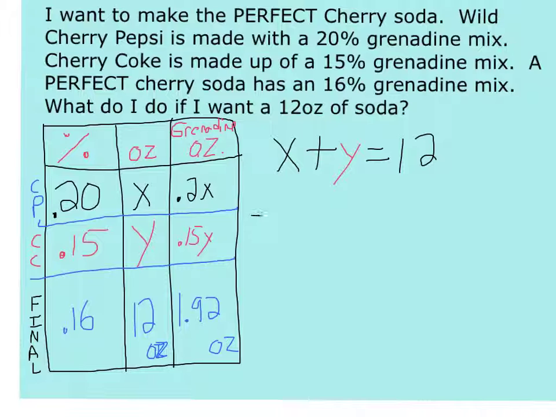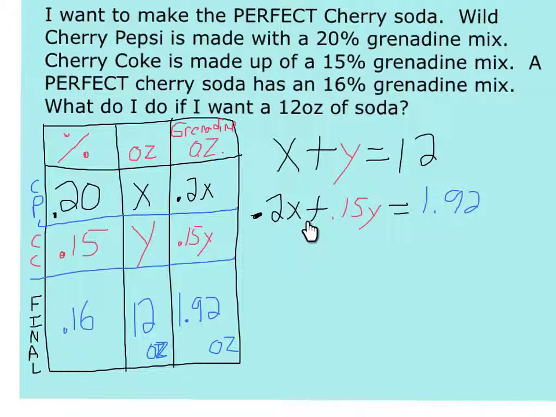The second equation will look like this: 0.2x plus 0.15y will equal a volume of 1.92. So 1.92 ounces will be all grenadine. Again, here are my two equations. All we have to do now is solve this. So we're going to do systems of equations.